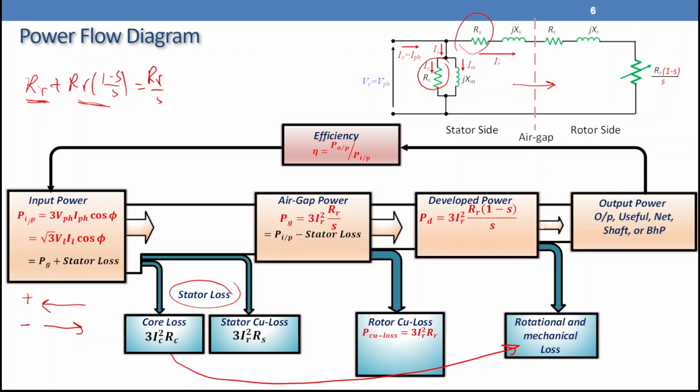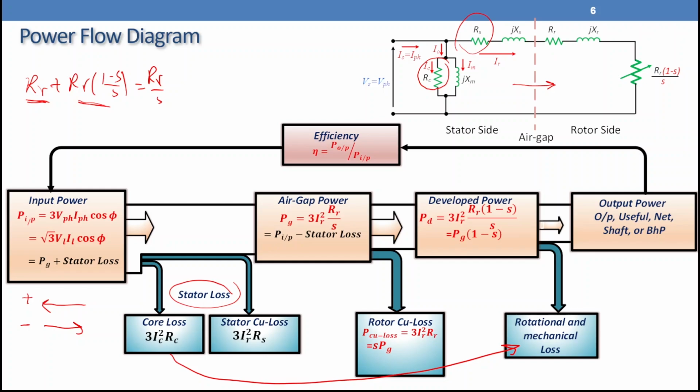Can you notice here that P gap equals 3 I rotor square R rotor over S, and P copper loss is 3 I rotor square R rotor? So the relation between them is S. And also P developed is 3 I rotor square R rotor over S multiplied by 1 minus S. So the relation between them is 1 minus S. So we can write these equations as rotor copper loss equals S times P gap, and also P developed is P gap times (1 minus S).